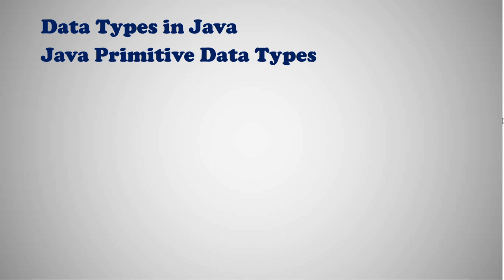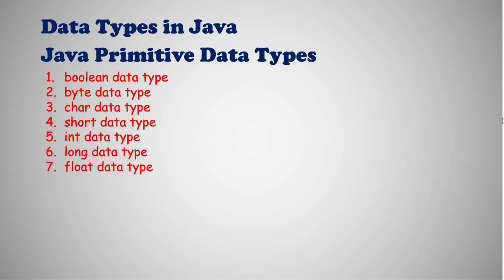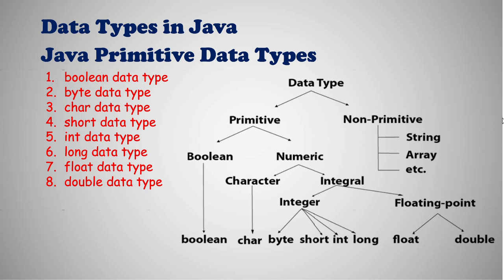There are 8 types of primitive data types. They are Boolean data type, byte data type, character data type. Please don't pronounce it as char, it's character data type. Short data type, int data type, long data type, float data type, and double data type. Now there is a clear picture on the right side of the screen showing how it is further classified. This is how it is classified.